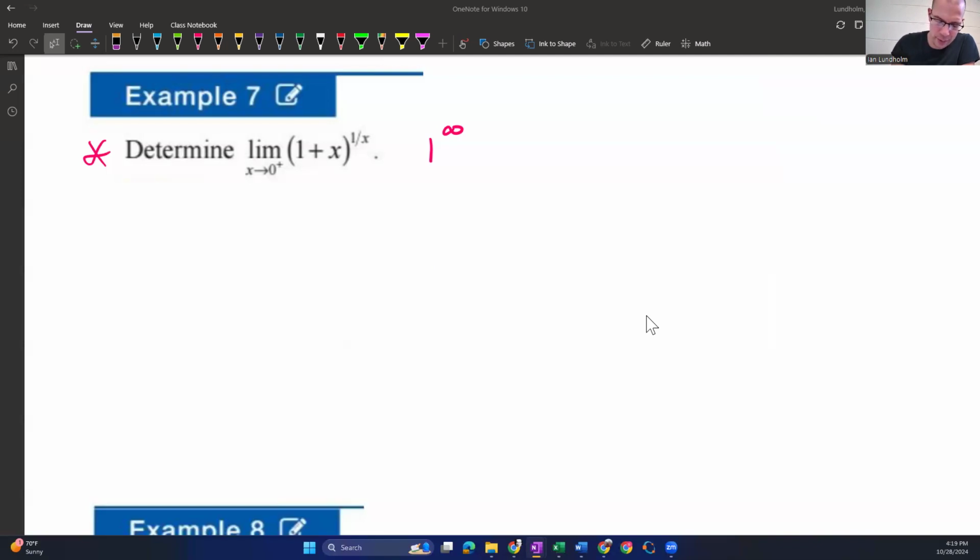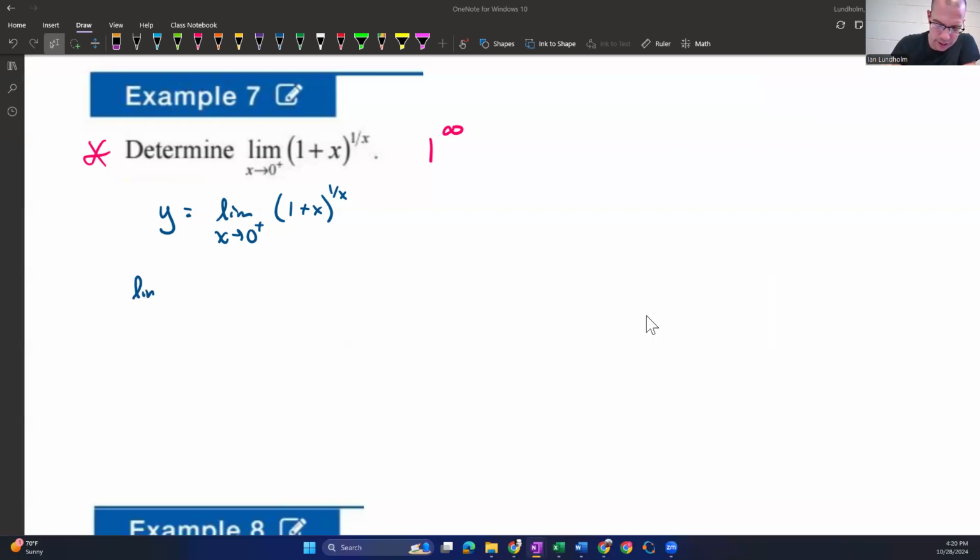So let's say that we've got y is equal to the limit as x goes to 0 from the right of 1 plus x to the 1 over x. Okay, so I'm putting that y in there for a reason, because what I'm about to do is take the natural log of both sides so that we can use logarithm rules to mess with that exponent. But I don't want to lose track of the fact that I've used a log.